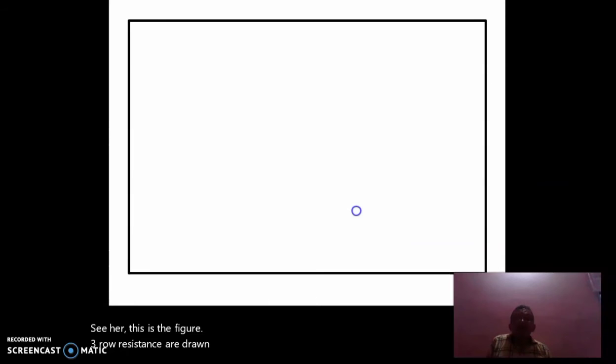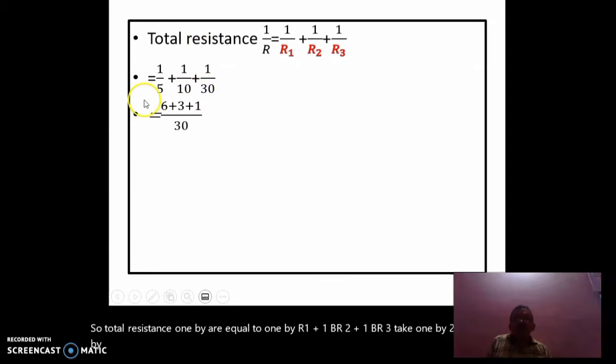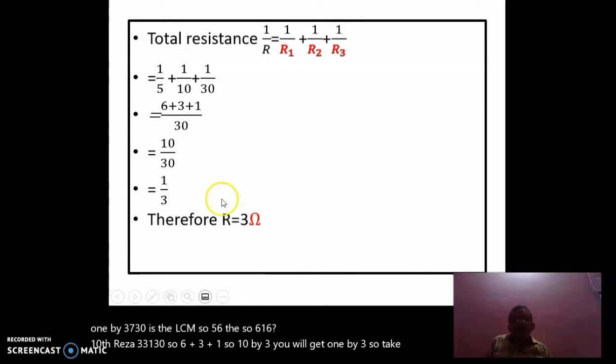So now the total resistance: 1 by R equals 1 by R1 plus 1 by R2 plus 1 by R3. Take 1 by 5, 1 by 10, 1 by 30. 30 is the LCM. So 5 into 6 is 30, 10 into 3 is 30, 30 into 1 is 30. So 6 plus 3 plus 1, 10 by 30, you will get 1 by 3. So take the reciprocal, R equals 3 ohm.